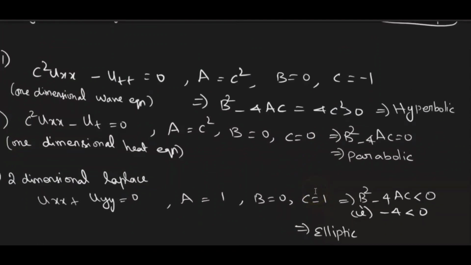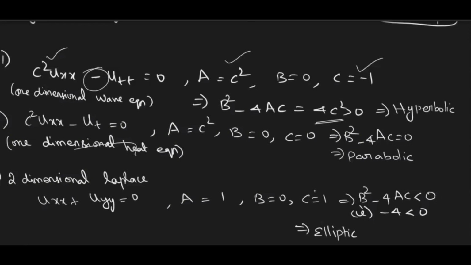First, take the one-dimensional wave equation. In the place of a, we have c square in front of uxx. In the place of b we have 0, because there is no uxt combination. In the place of c, for utt we have minus 1. So b square minus 4ac is 0 minus 4 into c square into minus 1, which is plus 4c square, and this is greater than 0. So the equation is hyperbolic.